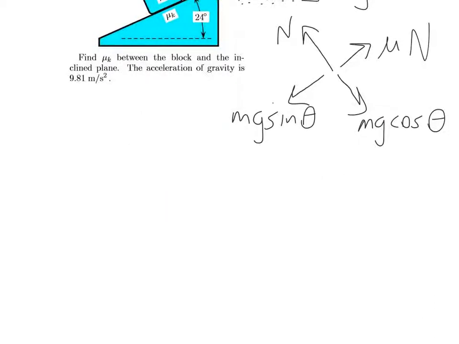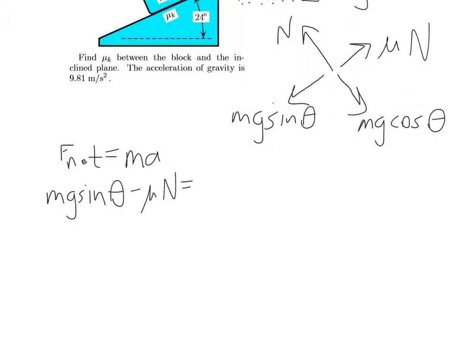Since the acceleration is down the ramp, we can write F net equals ma along the direction of the ramp. The net force would include the component of the weight down the ramp minus the friction up the ramp. And of course that's equal to ma. The other equation that we can get is recognizing that the normal force must always balance the component of the weight into the ramp.